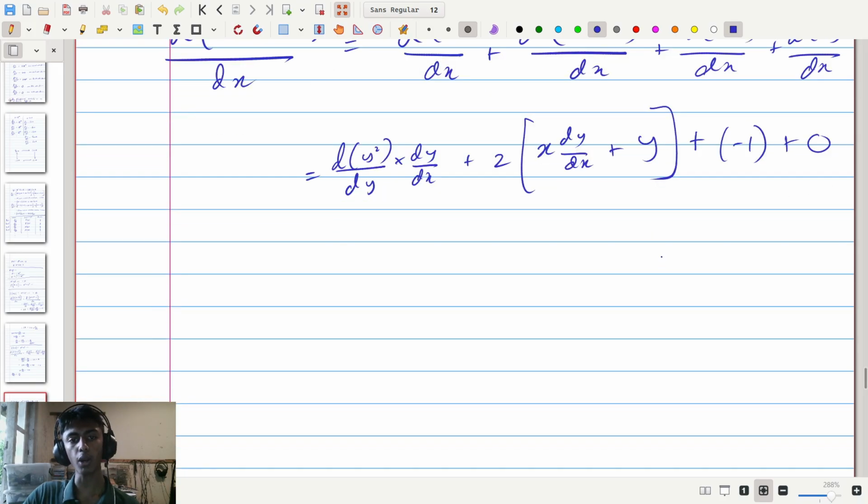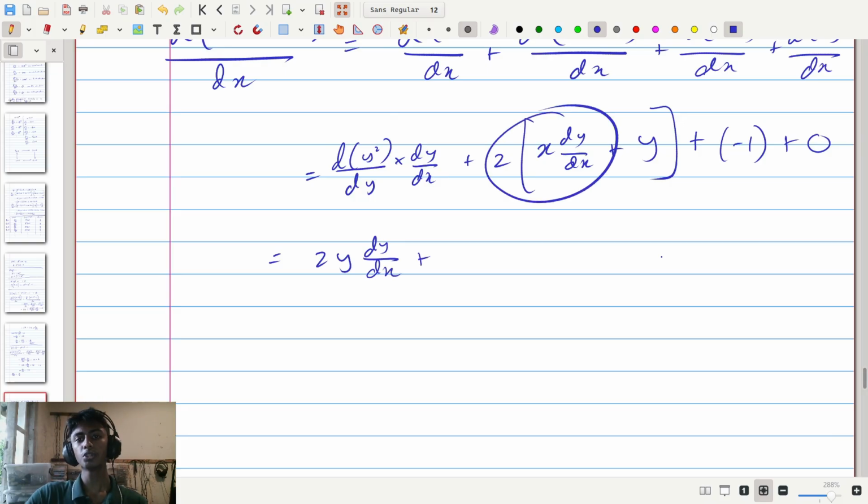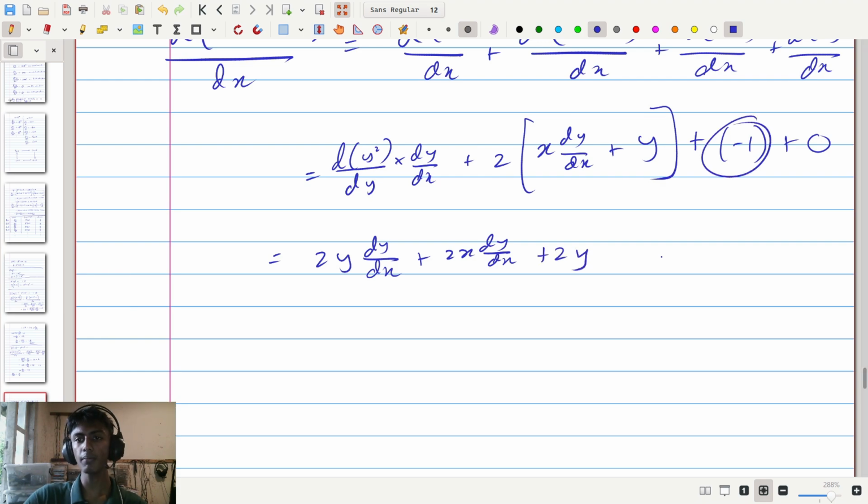Now then, simplifying what we have here, we have the derivative of y squared with respect to y, which is 2y times dy by dx, so 2y dy by dx plus 2x dy by dx, so plus 2x dy by dx, and then 2 times y, so plus 2y, and then minus 1.